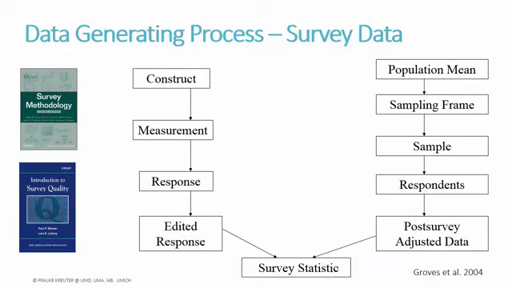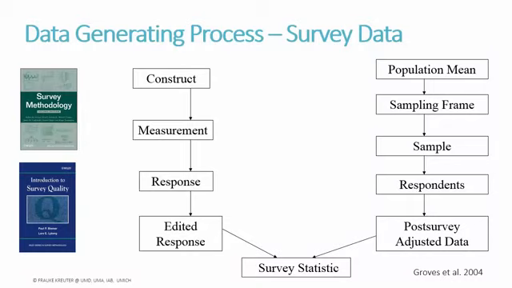On the measurement side on the left, that's going from a general construct that's of interest to you to an actual measurement to a response that a respondent gives you. And then probably some editing going on. Both of these processes need to be well understood in order to come up with a good survey statistic. Now, this is for survey data.